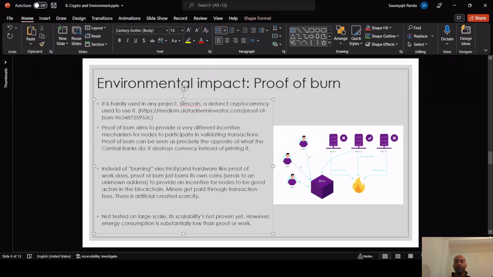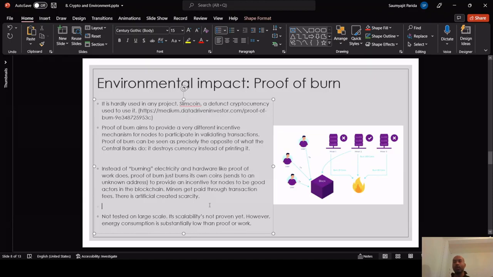So instead of burning electricity and hardware like proof of work, proof of bond just burns its own coins. And what does burning mean? It means sending coins to another unknown address to provide an incentive for nodes to be good actors in the blockchain. Miners get paid through transaction fees. There is artificially created scarcity, meaning whenever the miner validates a transaction, they are getting paid, and some amount of coins are burnt also.